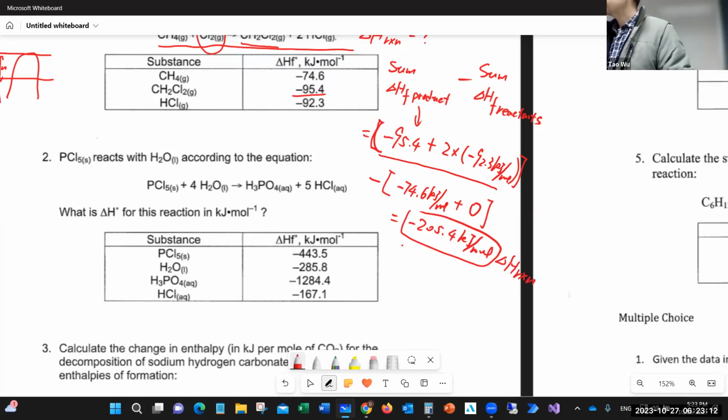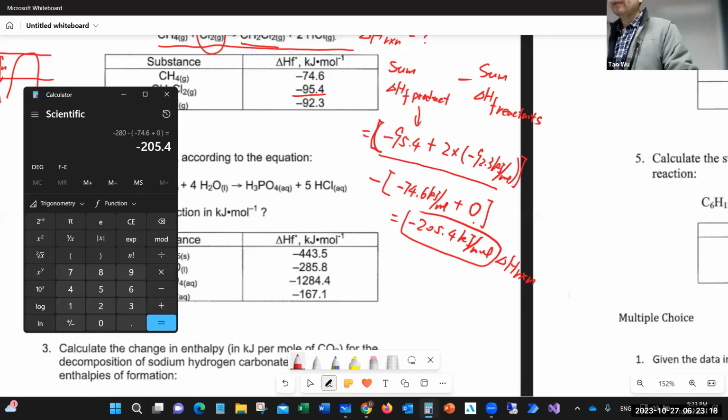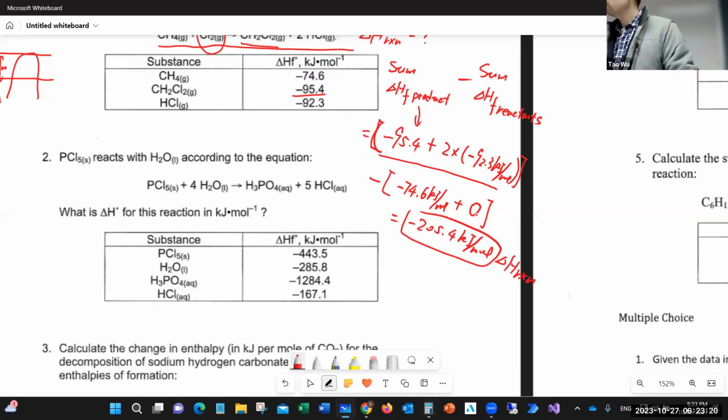Would it be 205.7? Okay, that would be 205, but we don't round up, for safety. I'm not going to round this, otherwise it's too complicated. So that's going to be the enthalpy of these reactions.